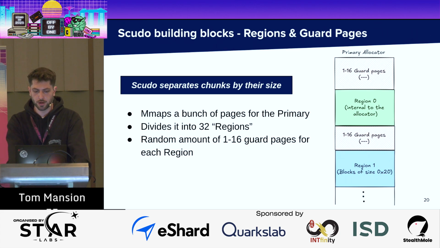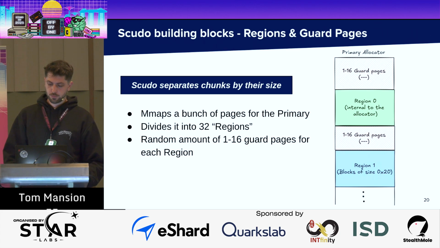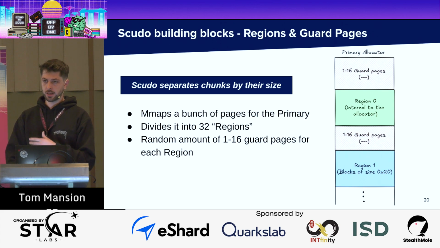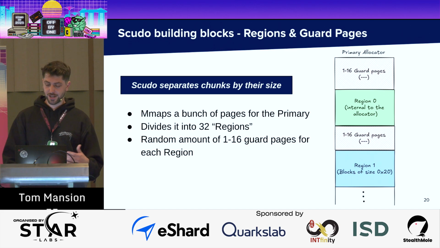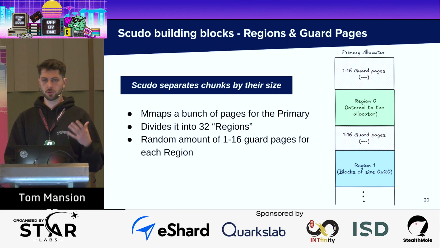So this is in the primary allocator. There is one region per chunk size. So when the primary allocator is initialized, it will reserve a big chunk of memory through mmap before dividing it into 32 regions. Each region will actually start at a random offset of 1 to 16 pages from its beginning, and the gaps between the regions are called guard pages. These guard pages are just memory pages with 0 permissions, so any attempt to read or write into them will trigger a seg fault.